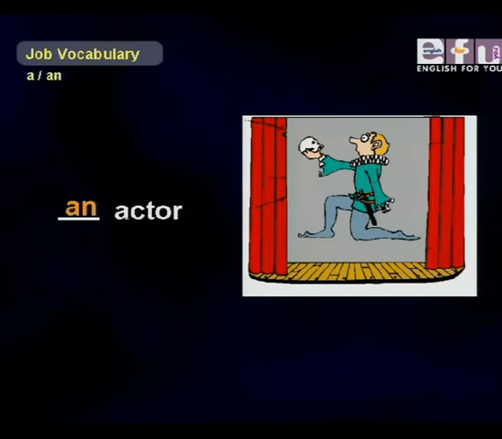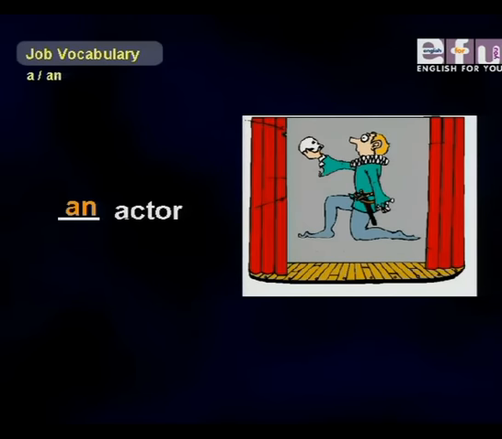Now, check your work. Number 1. What does Daniel do? He's a doctor. Number 2. Where does he work? He works in a hospital. Number 3. How old is he? He is 37 years old.